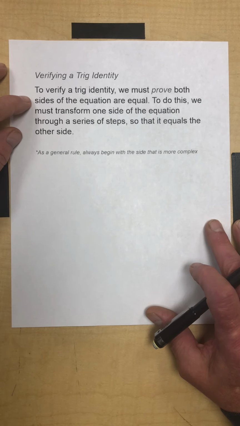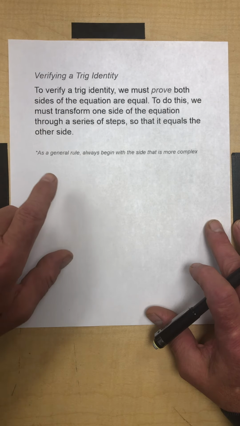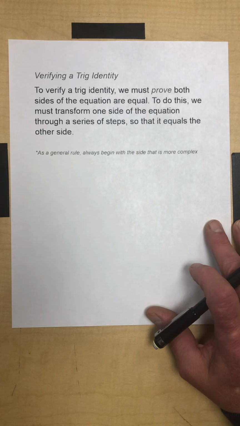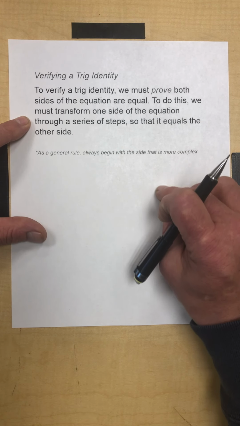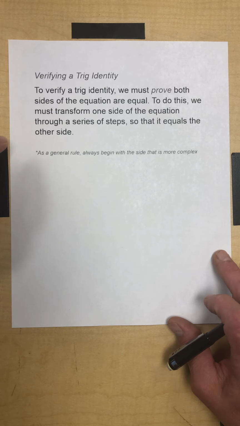A trig identity is going to be some equation. It'll have an equal sign in it, where you have some sort of trigonometric expression on both sides. And we have to verify that the left-hand side and the right-hand side are actually equal to one another. One way to do it is to start on one side and manipulate it as needed and show that it's equal to the other side.